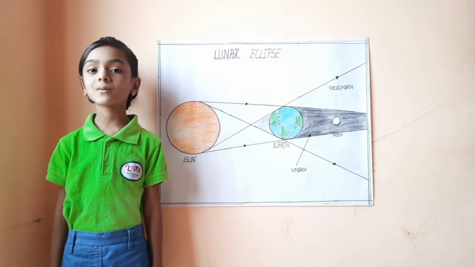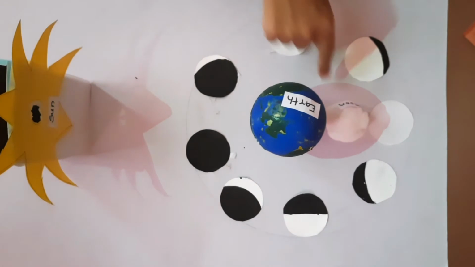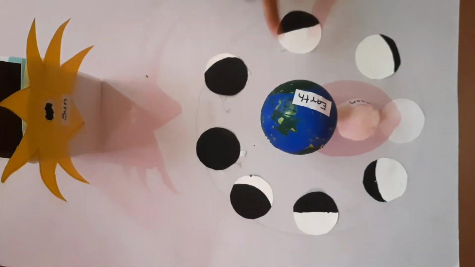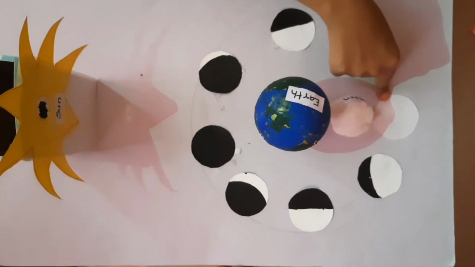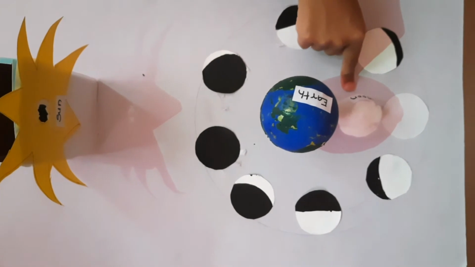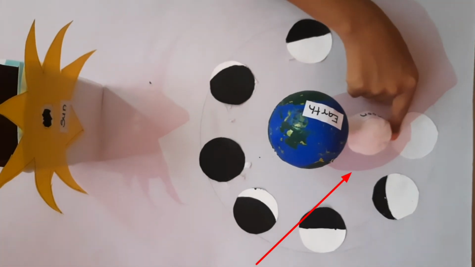Let's see the lunar eclipse through a model. This is the moon, this is the earth, and this is the sun. As a result, the earth's shadow blocks the sunlight falling on the moon's surface. See the shadow, this is a lunar eclipse.